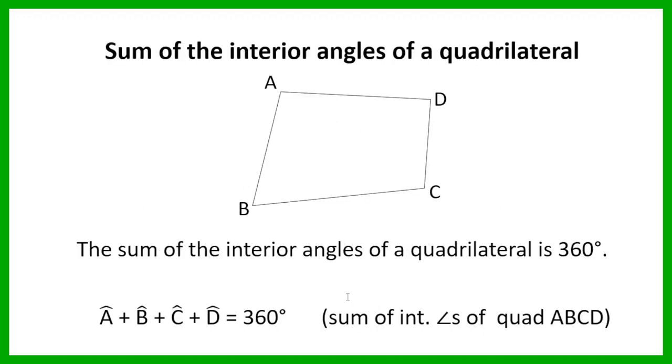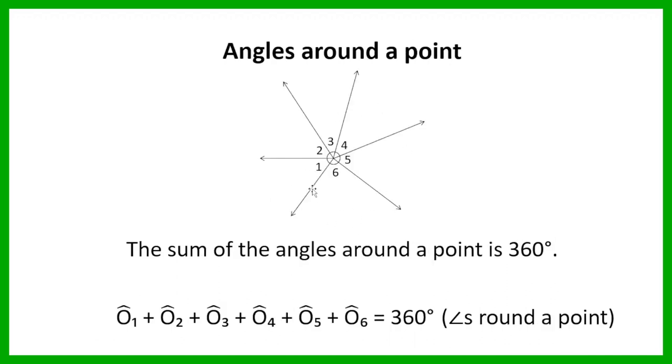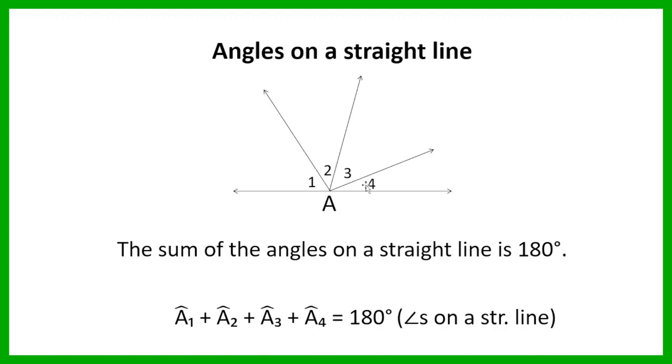Then we go on to our quadrilaterals. The interior angles of a quadrilateral will always add up to 360 degrees. And our reason is the sum of the interior angles of quad and then whatever the quadrilateral is. So in this case, quadrilateral ABCD. Then we've got angles around a point. Remember, every time you have angles around a point, all of the angles will add up to 360 degrees. And our reason for being able to say that is angles around a point. Then the angles on a straight line will add up to 180 degrees. And our reason, angles on a straight line.